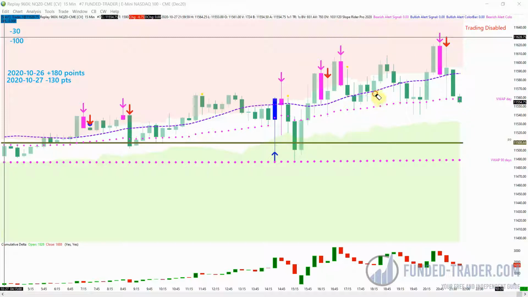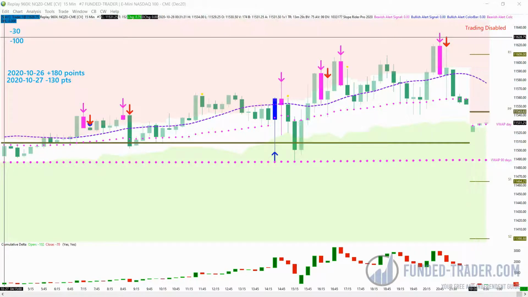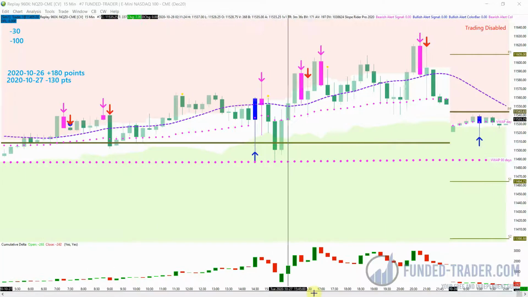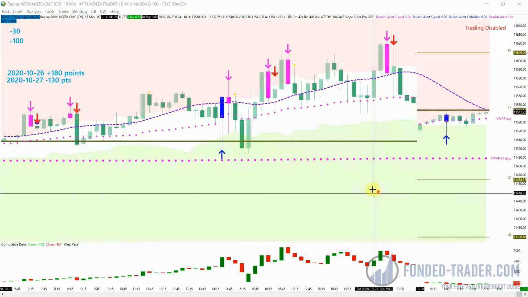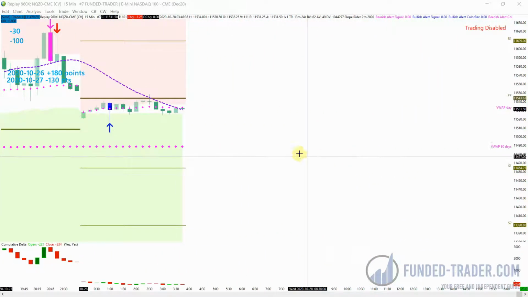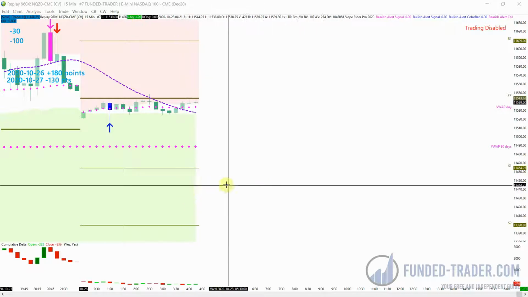Okay. And that's especially because on the challenges there are nearly no funders who allow you to trade, to hold the trades overnight. Okay, let's look at the Wednesday 28.